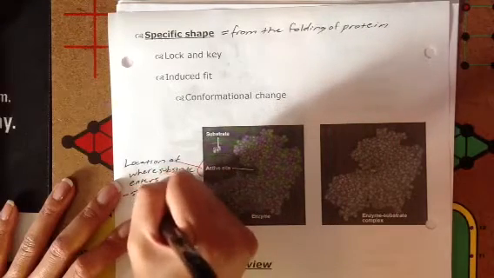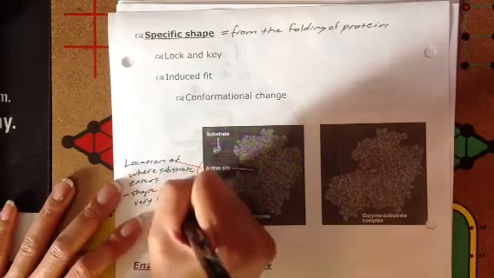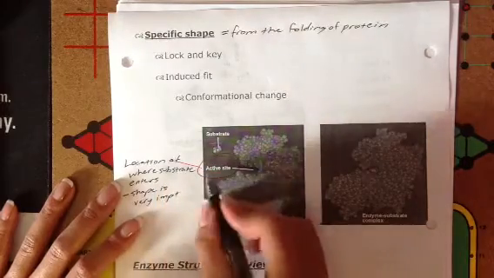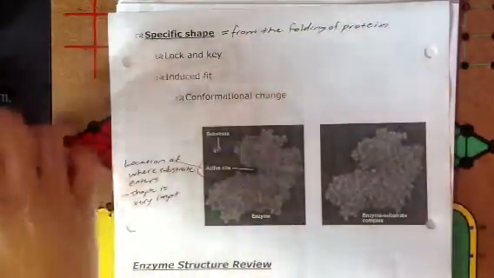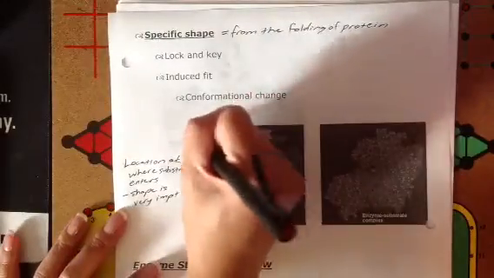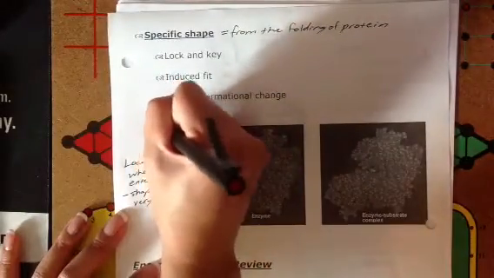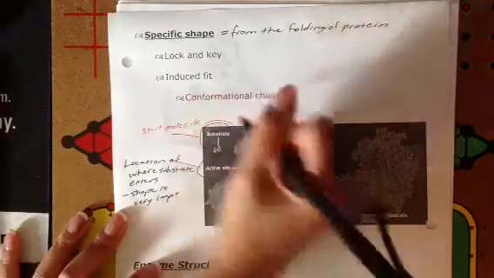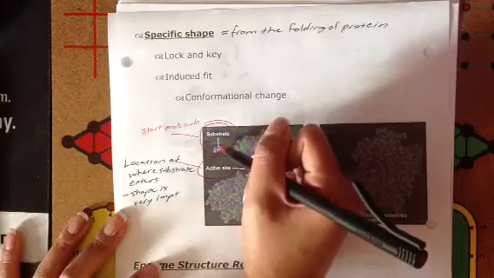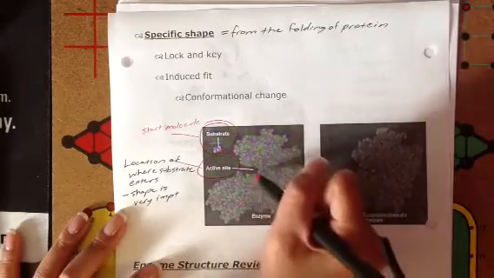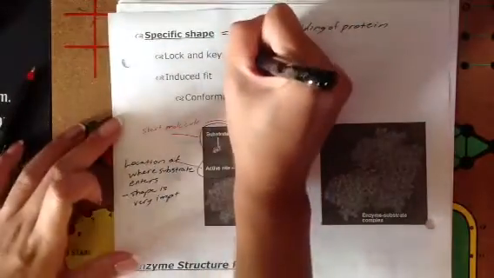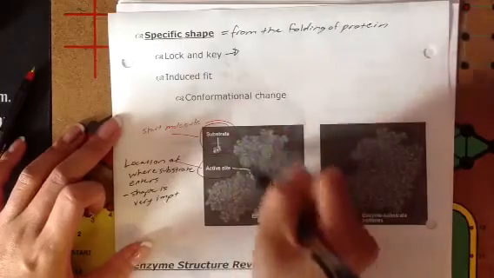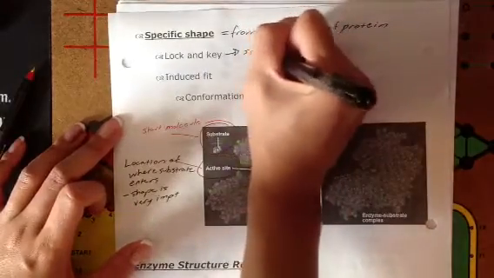And again, the shape is very important. Okay? The shape of the active site is going to be specific to that of the substrate. So the substrate is our starting molecule or our reactant, and our enzyme is specifically shaped to our substrate. So this is actually sometimes called the lock and key. There's one key per lock, so very specific.